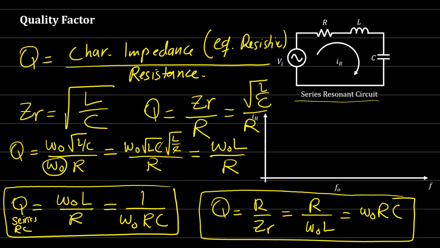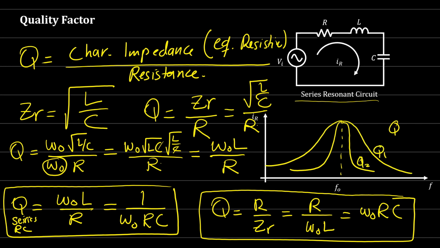Now, if you try to draw the curve of the current, you'll find that when the quality factor is high, let's say this is Q2 and this is Q1. In this case, Q2 is larger than Q1. So when the quality factor is large, the curve is narrower and the band of frequency is very small. So we can obtain the resonant frequency, but the amplitude, if we increase or decrease the frequency, will be very small. But if you decrease the quality factor, in case of a series resonant converter, you'll find that the curve looks like this.